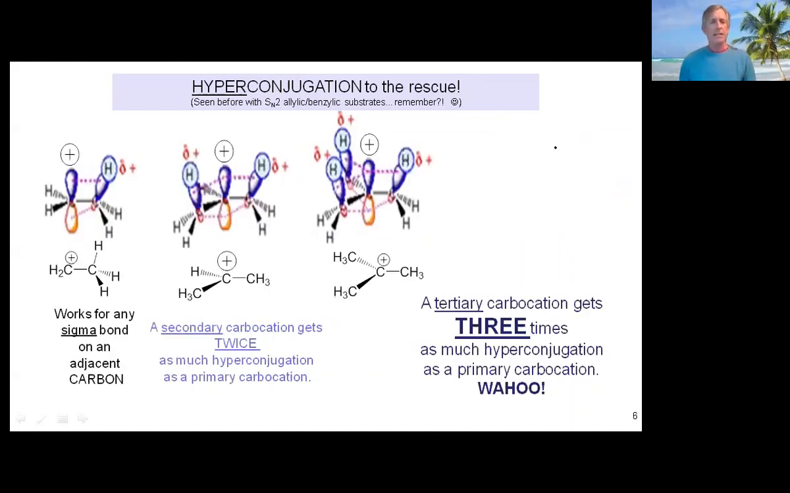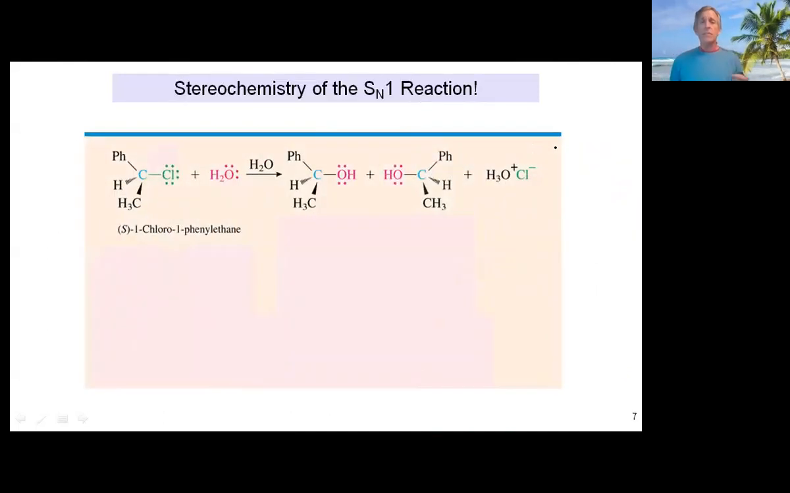Oops, this slide got in there by accident. Let me get rid of that one and go straight to this one, because now we should address stereochemistry. Stereochemistry of an SN1 reaction is important now that we understand a little bit about its stability. Okay?